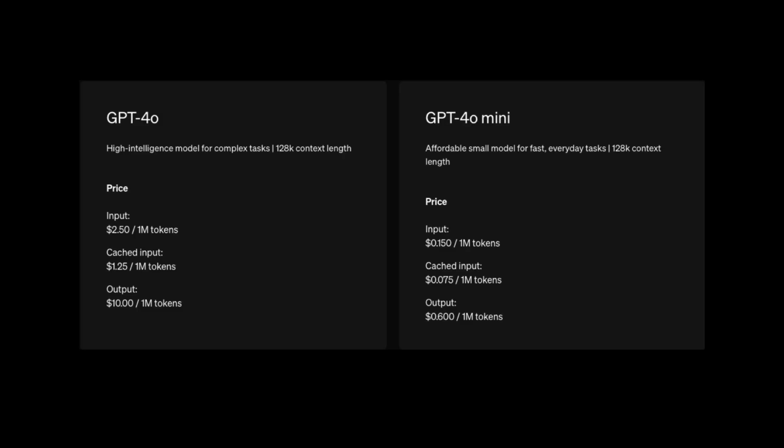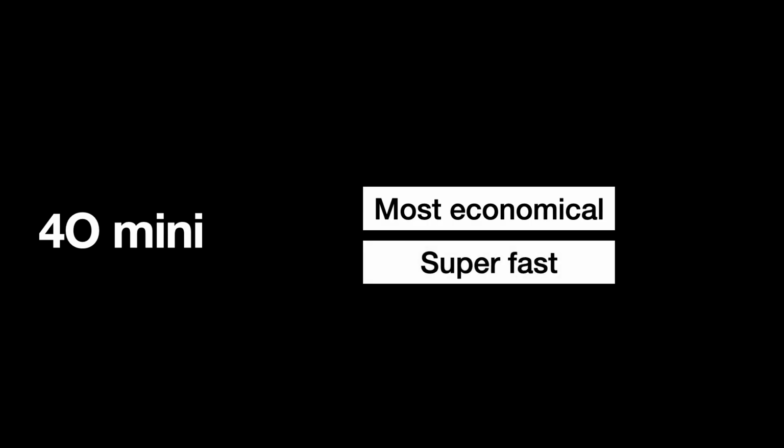So here's a comparison between 4o and 4o-mini so that we can tell the specialty of 4o-mini. It's the most economical model among all those mentioned. And it is super fast since it's a mini model. Okay? And it doesn't reason.